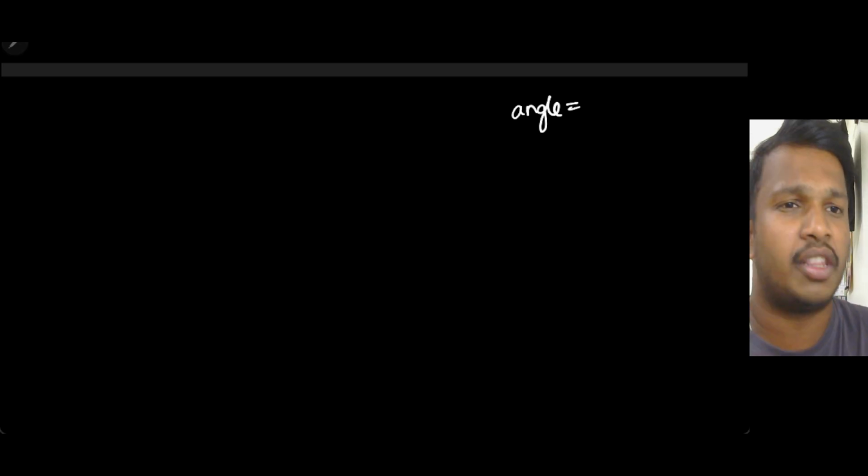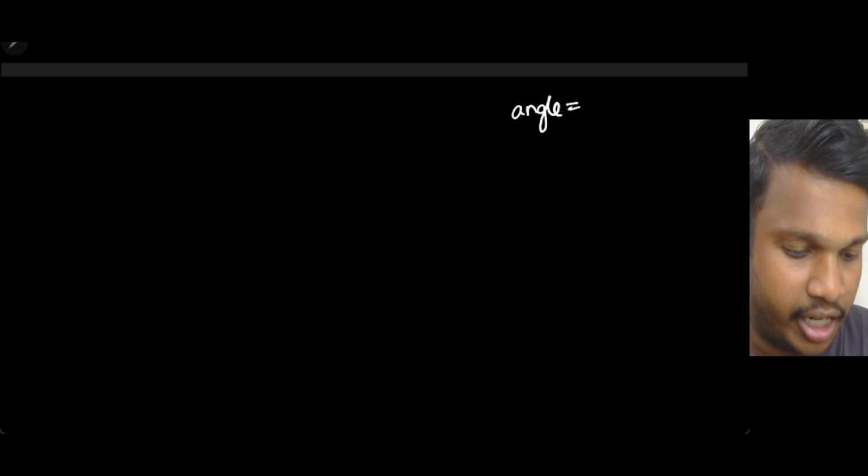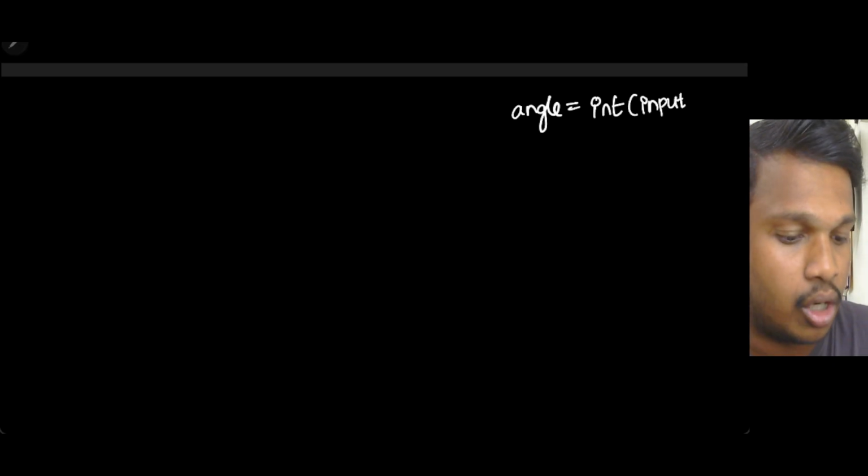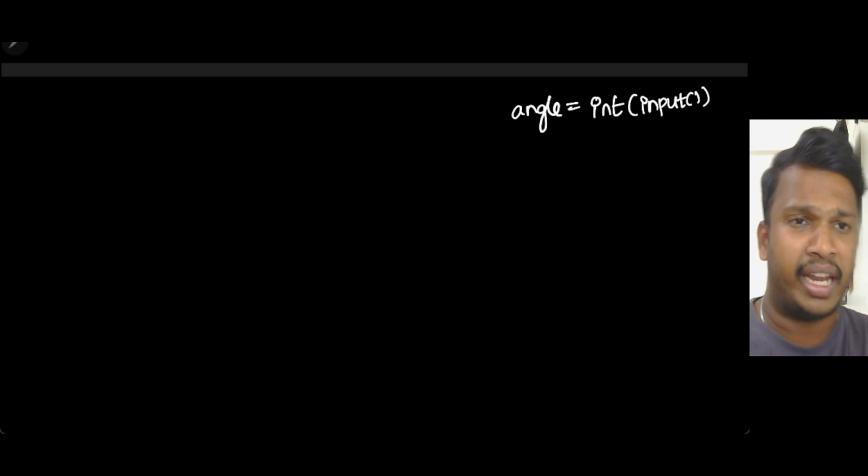Just see, first of all, what do we need to get? Angle. Angle is one integer, right? There cannot be 32.3 degrees like this. Okay, let it be, but in this program it is not possible. So int of input, we are getting the input.